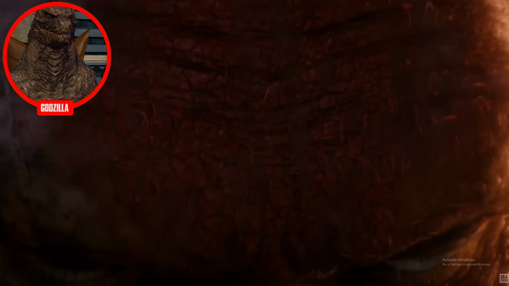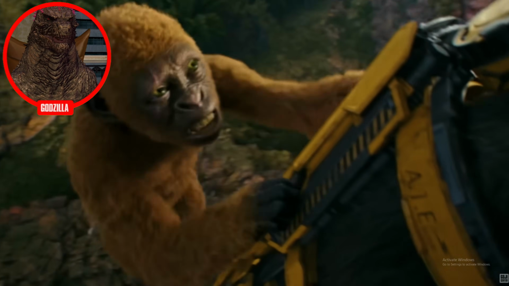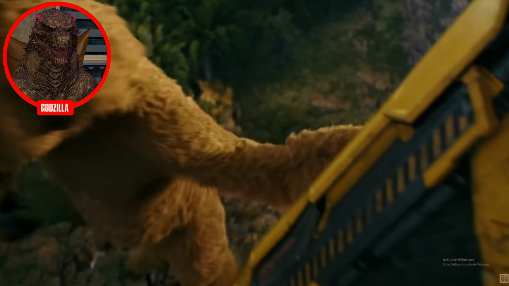Question. If Skar King actually was the one who fathered Suko, how tall could this guy actually be? Bro, this guy can be like 400 meters. I think he can be the tallest.